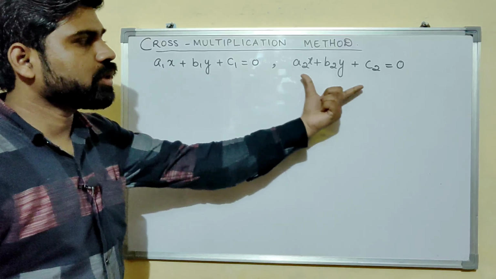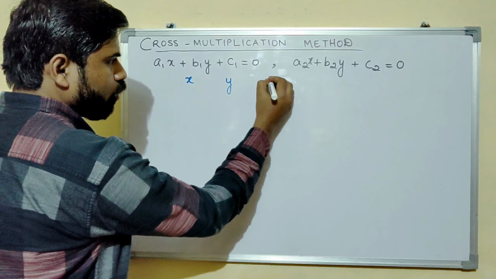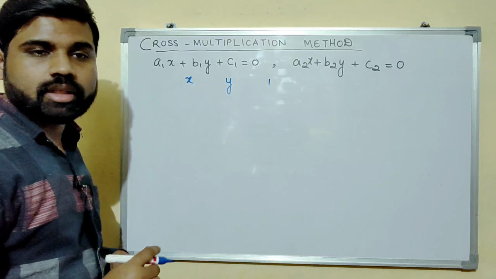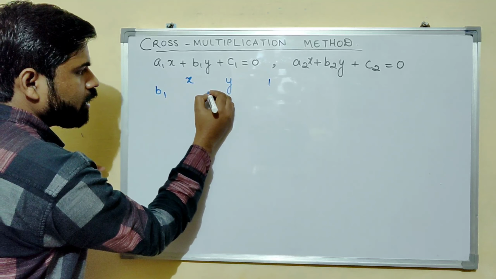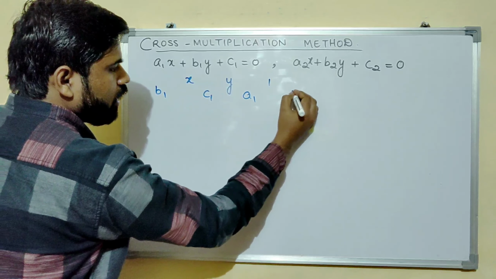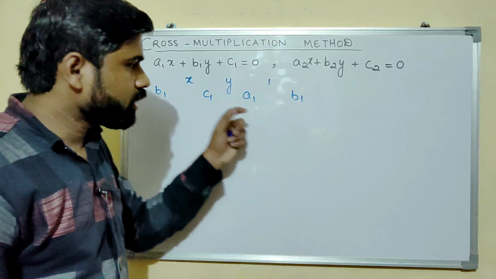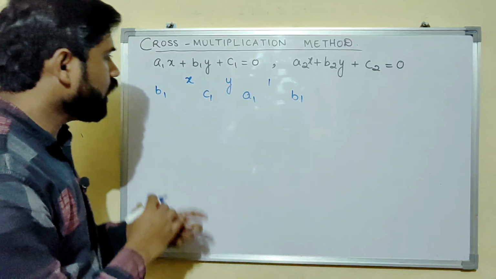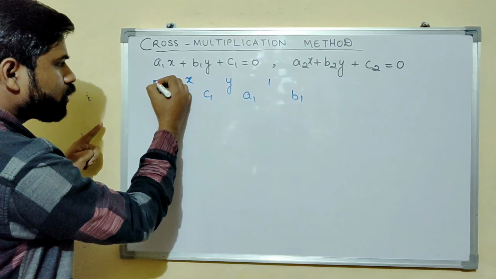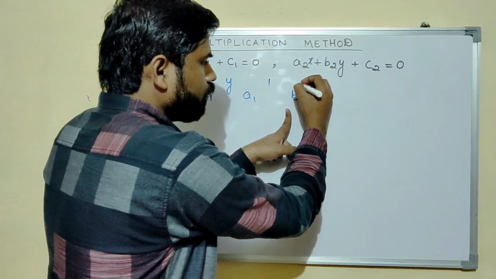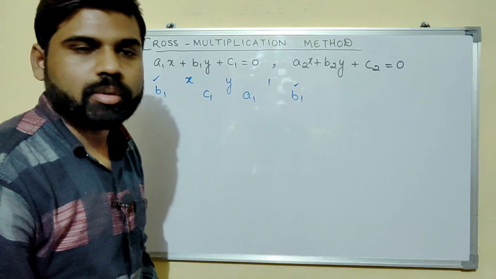So these are the two equations in the standard form. Write the variables like this: x, y and 1. Then down this you write the coefficients of the variables starting from b1, c1, a1 and b1. You need to write the coefficients of the first equation in the first line just in the same way as I am writing. Start from b1, c1 and then again a1 and then b1. You have to start with b1 and it will end with b1. Now how did this come? I will discuss with you in the coming videos.